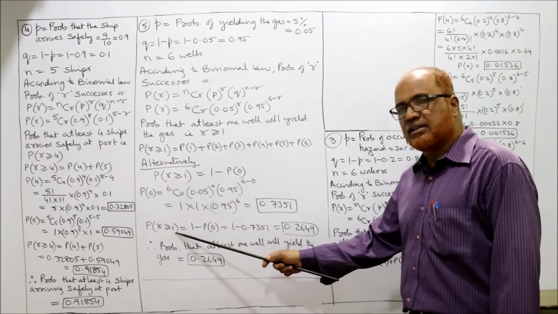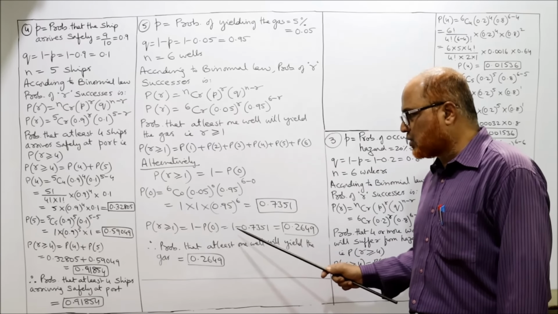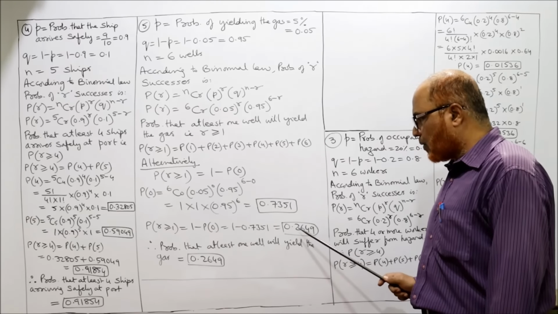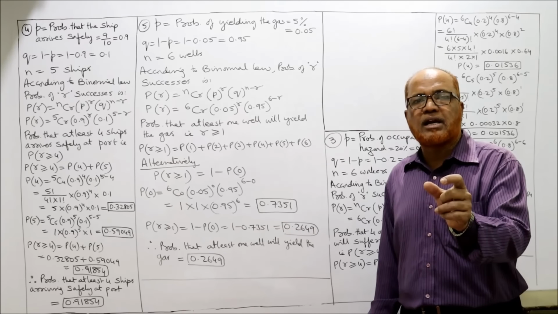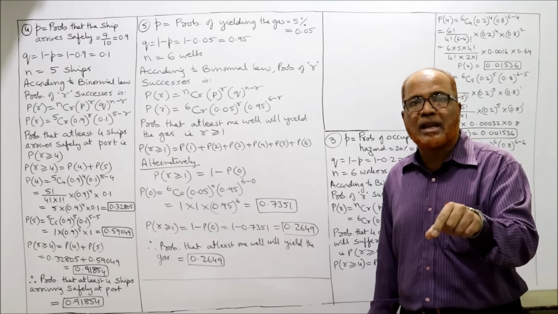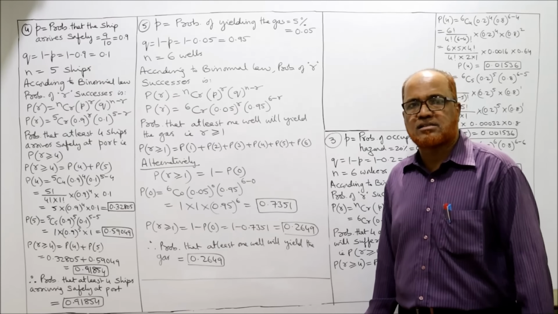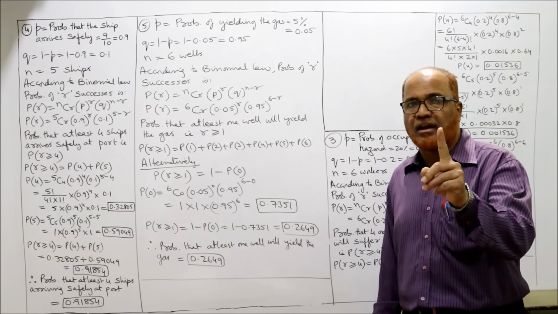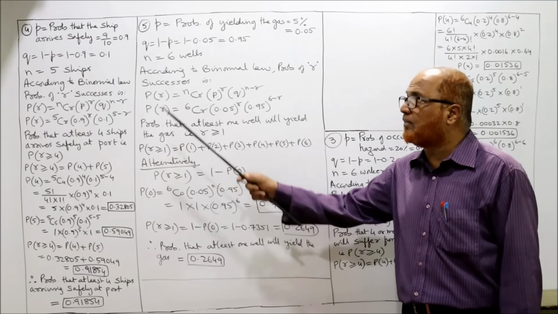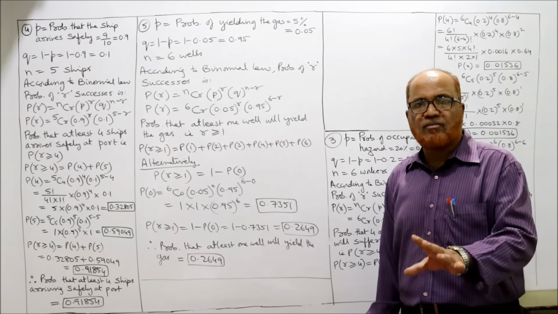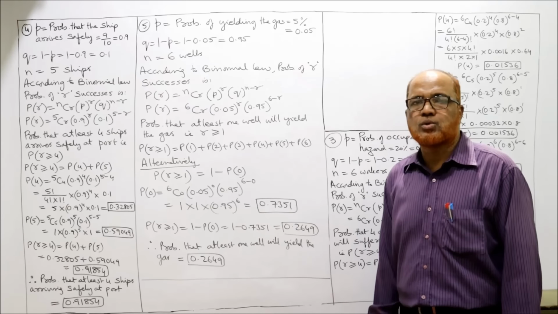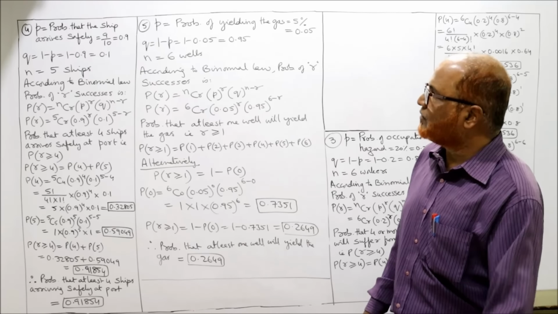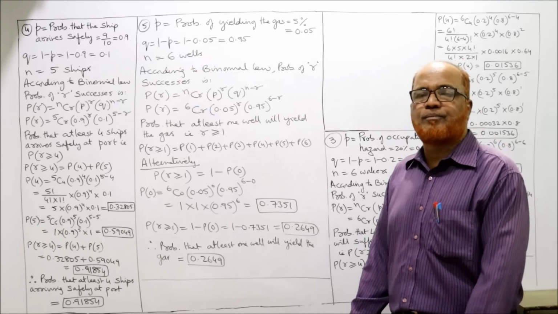So P of R greater than or equal to 1 is equal to 1 minus P of 0, 1 minus 0.7351, 0.2649. So 0.2649 is the probability that at least one well will yield the gas, at least one well out of the total of 6 wells. Out of 6 wells, the probability of gas coming from at least one well is 0.2649. That's all. So we have completed 5 problems till now.